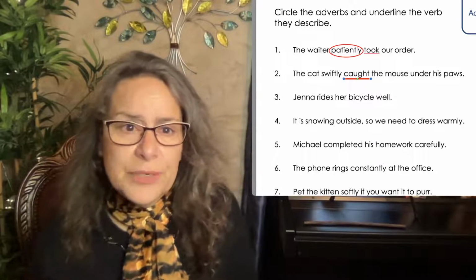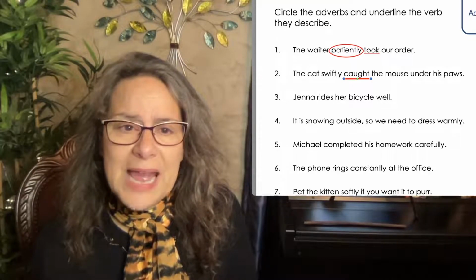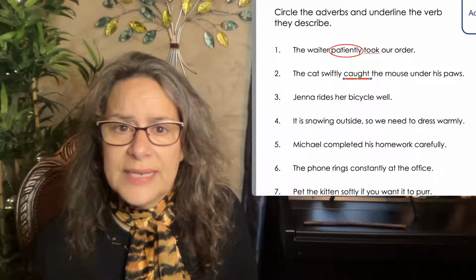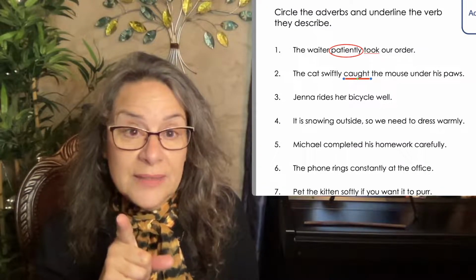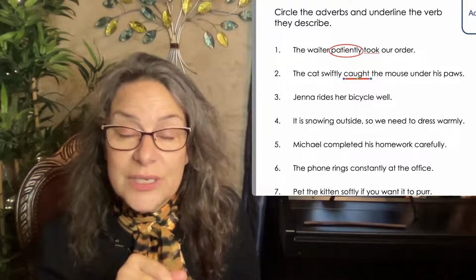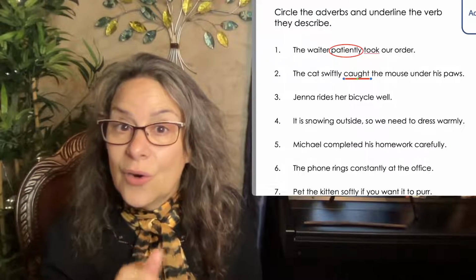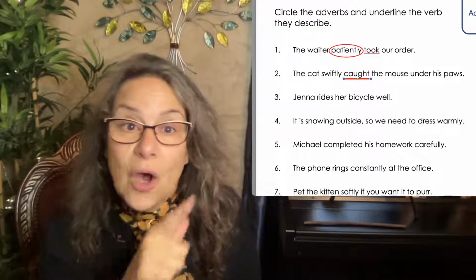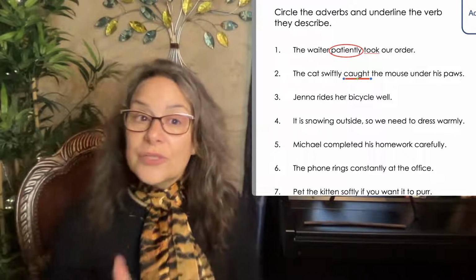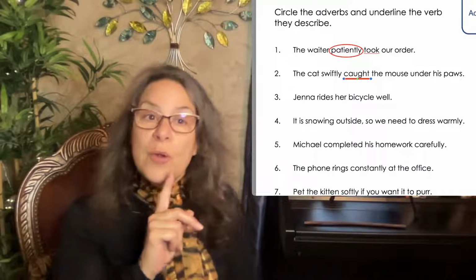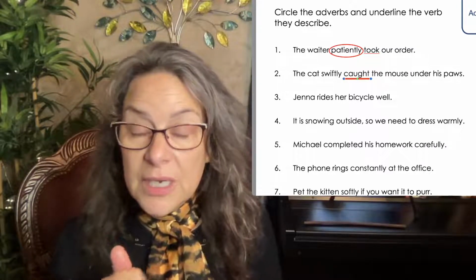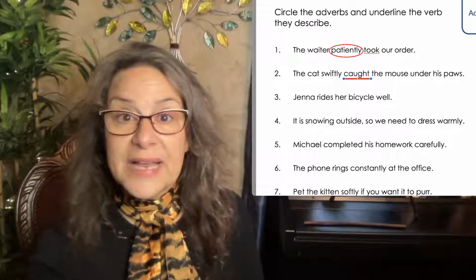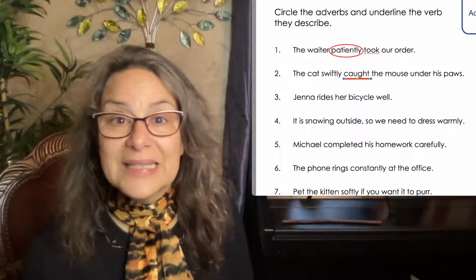Is that past, present, or future? Did he catch it right now? Is he in the midst of catching it? Will he catch it in the future? Or did he catch it in the past? He caught it in the past, didn't he? So look at how much we've learned. We have identified our verb. We've identified it's an action verb. And we've identified that that verb is past tense.